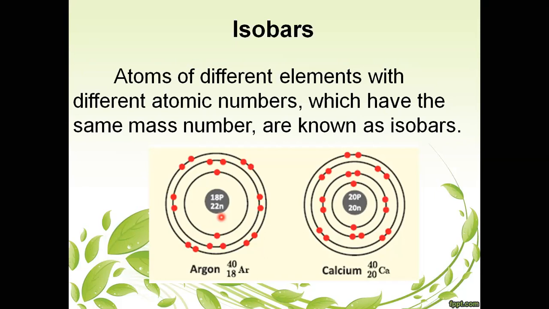Next one is calcium. Atomic number is 20. The K shell contains 2 electrons. The L shell contains 8 electrons. 8 plus 2 is 10, balance 10. The M shell contains 8 electrons. The balance 2 electrons go in the outermost shell, that is the N shell. This is the atomic structure of the calcium atom.